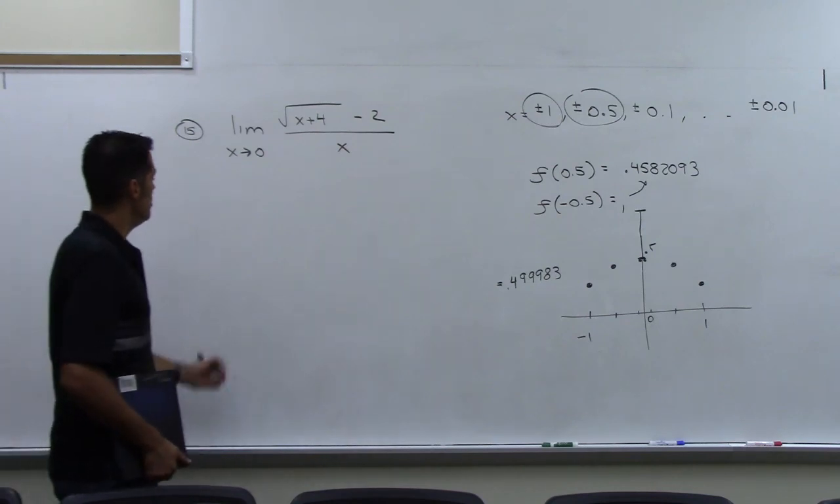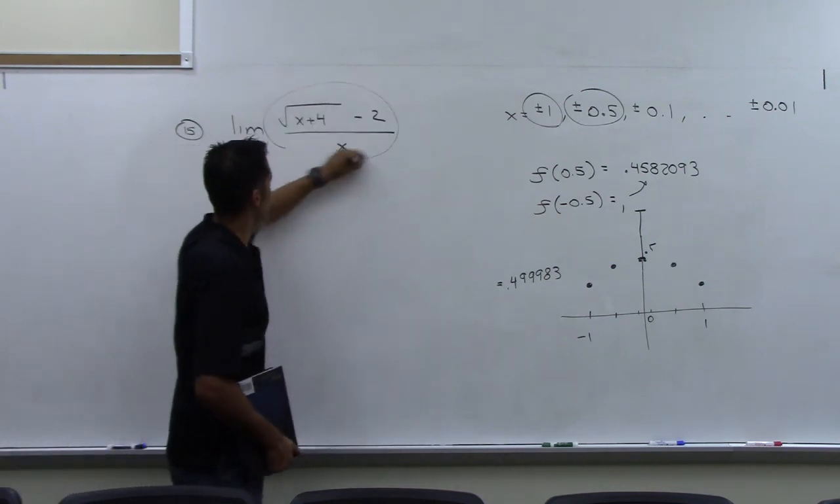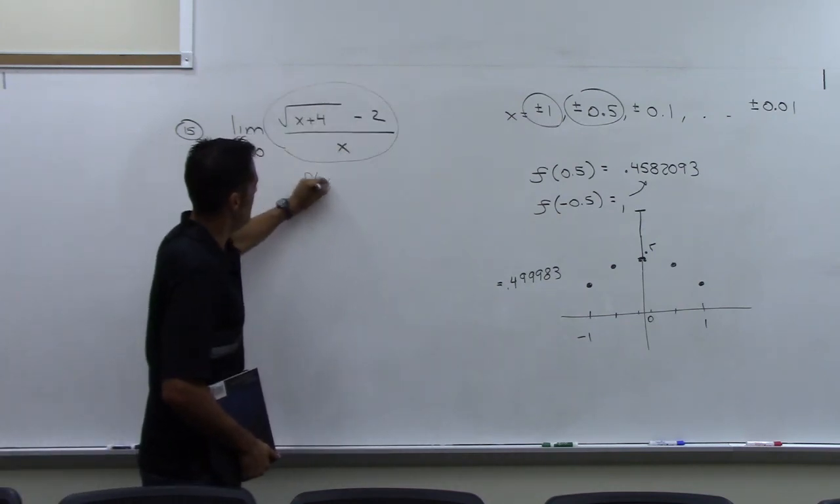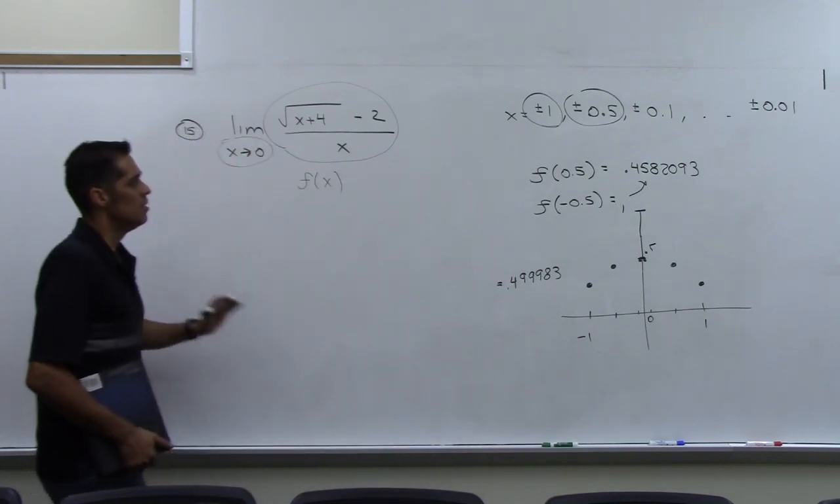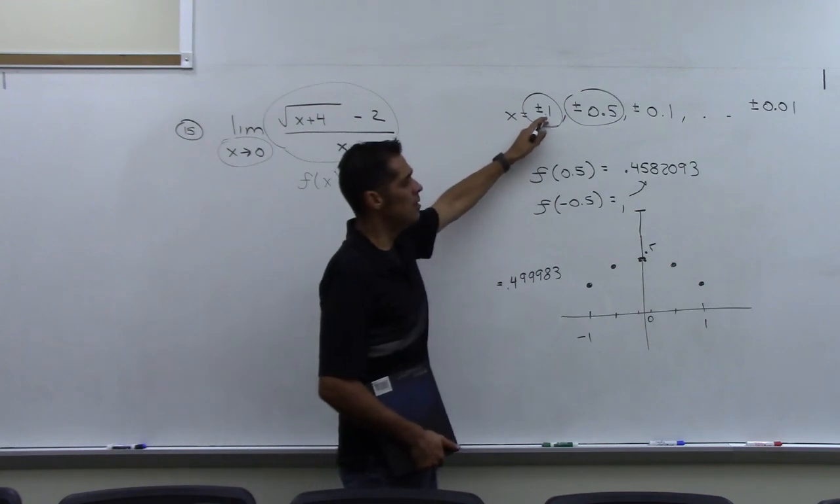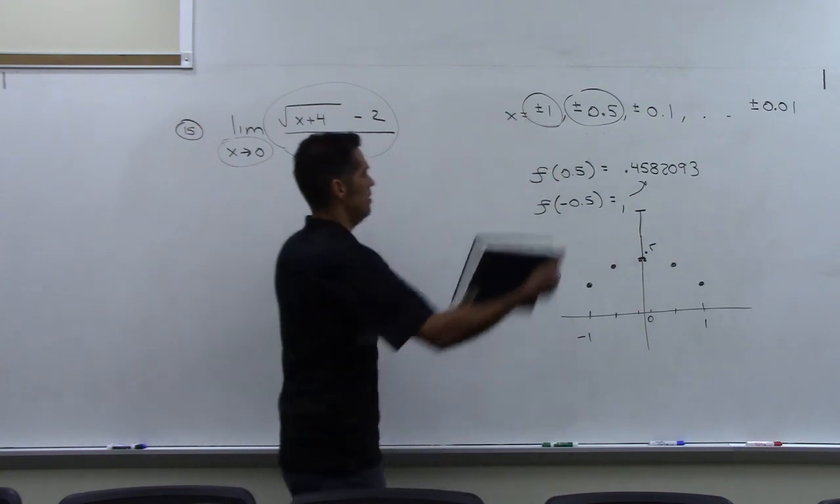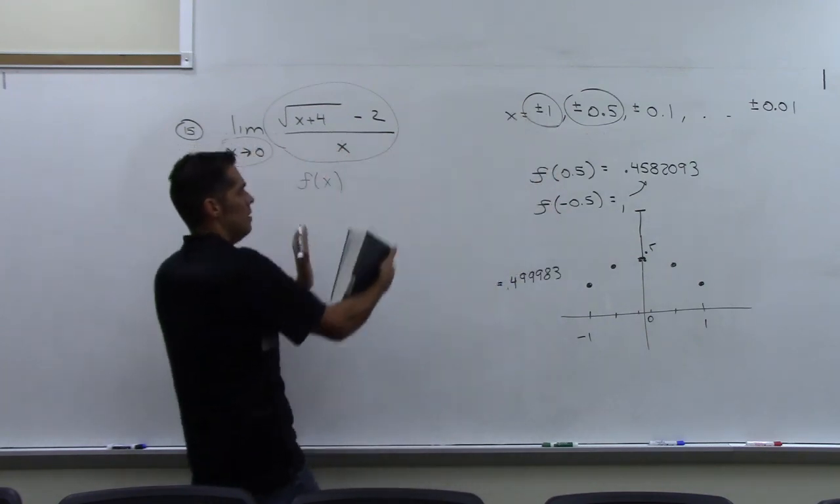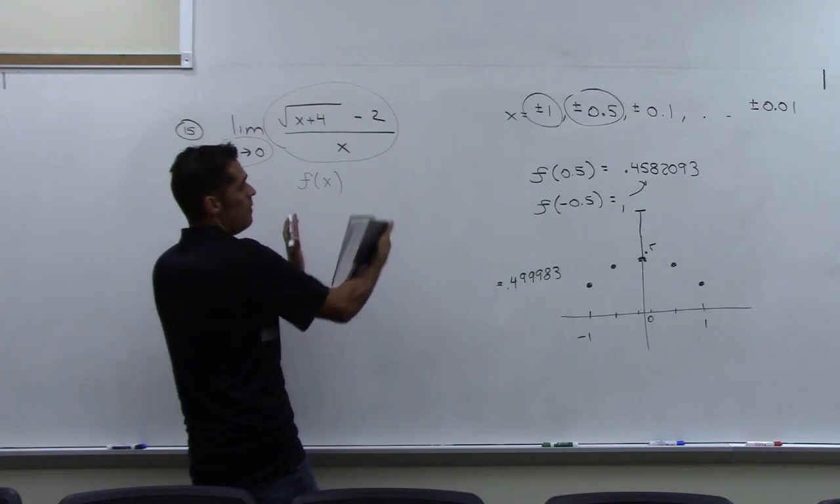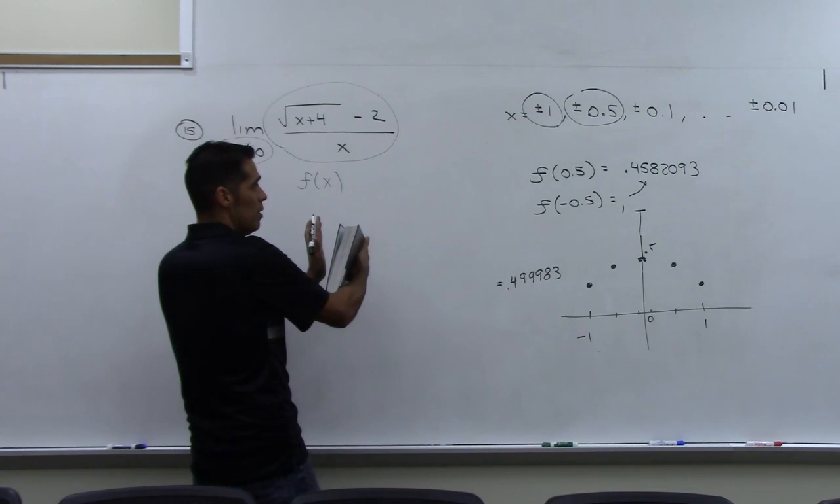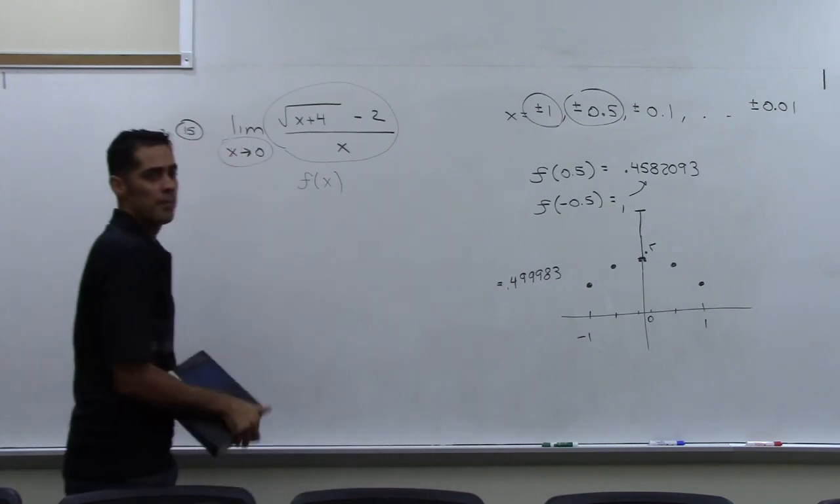So what you do is treat this like a function, f of x, and then start moving closer and closer to 0. I would do the same table again. Come in, 1 and negative 1, positive 0.5 and negative 0.5, positive 0.1 and negative 0.1, and keep moving in towards 0, and just figure out what happens.